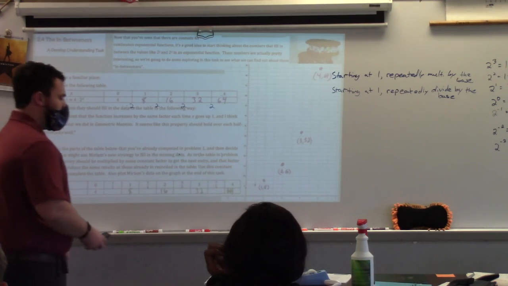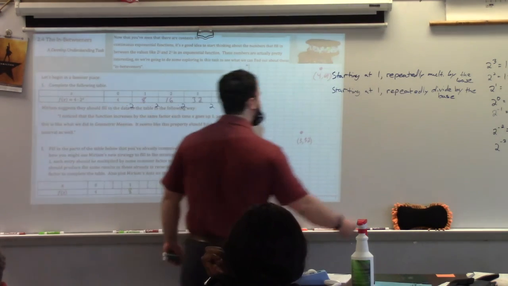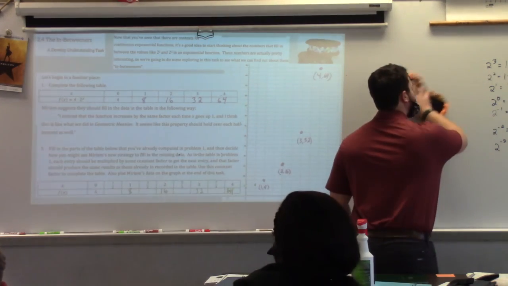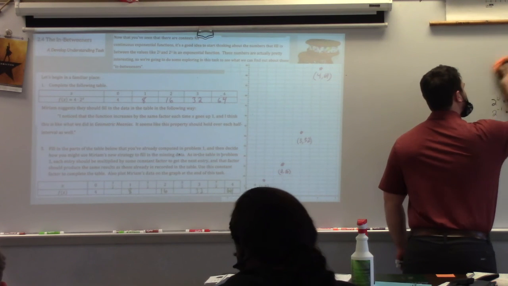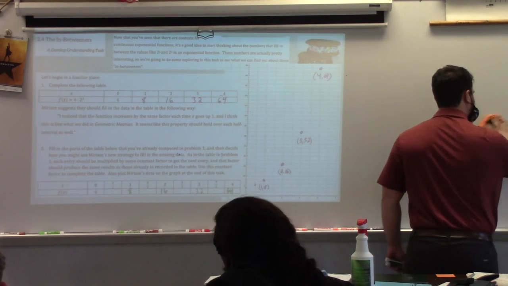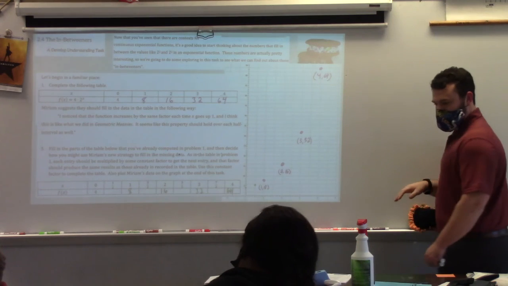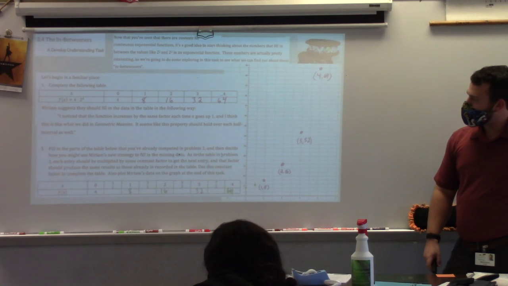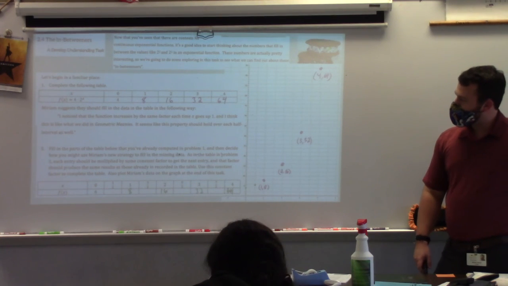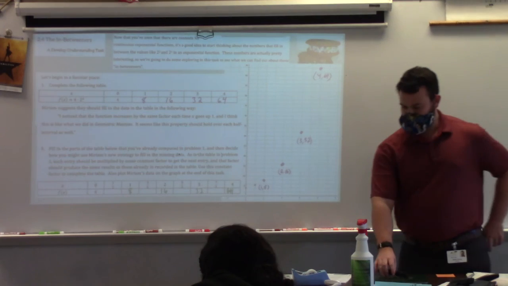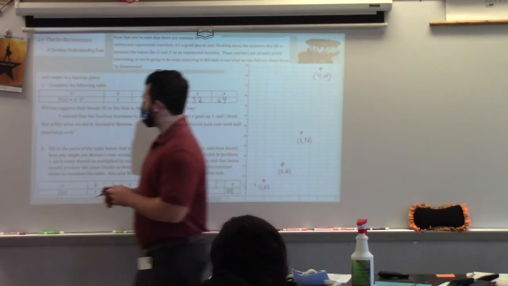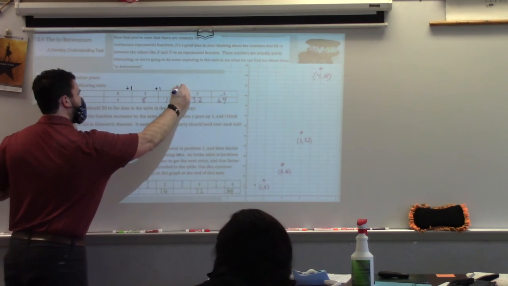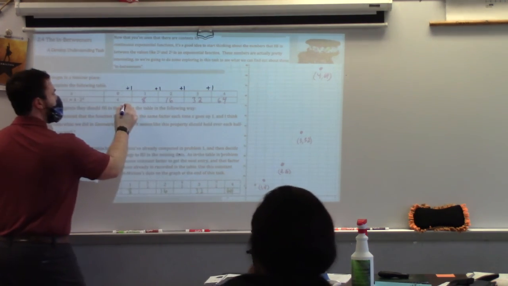So now we're picking up with Miriam. Alright? Cheyenne, can you read us what Miriam suggests, starting at Miriam suggests? I think it's on the second page, maybe. Miriam suggests they should fill in the data in the table in the following way. I noticed that the function increases by the same factor each time x goes up by 1. And I think this is like what we did in geometric means. It seems like this property should hold over a half interval as well. Okay, so it should hold after a half interval as well.